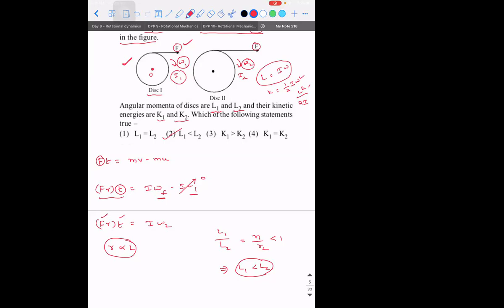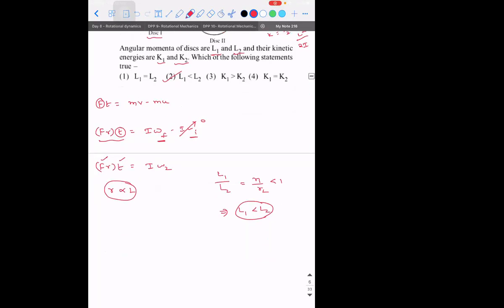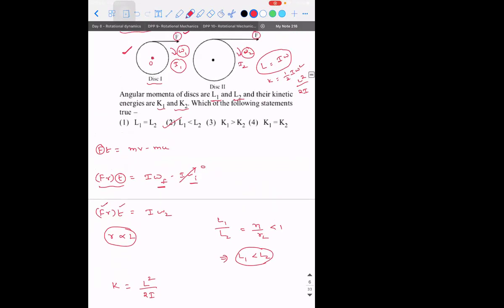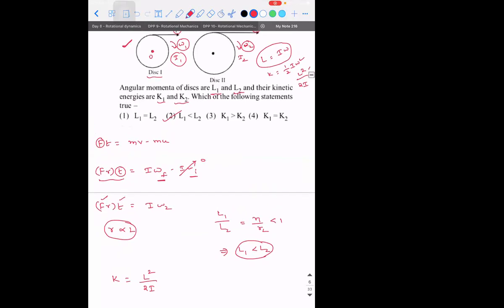Now, what can you say about kinetic energy? K1 is greater than K2. How do you know that? So kinetic energy, what will the formula be? Kinetic energy will be L square divided by 2I. Let's try to mathematically prove it.